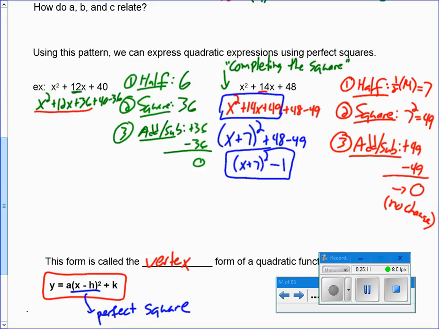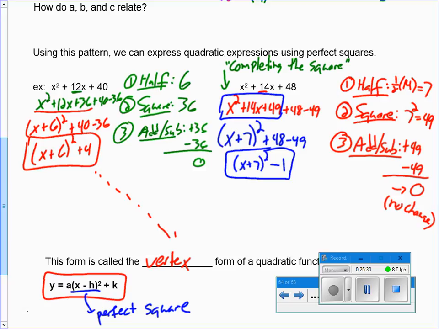Right here, we notice that fits the pattern from above. That's x plus 6 squared. And then I still have the 40 and minus 36. So I have x plus 6 squared plus 4. So it's rewritten as a perfect square, which would be what we call our vertex form. And that's something you'll get into a lot more in math too.